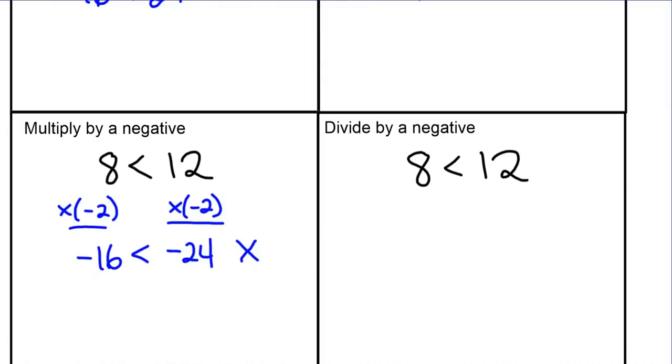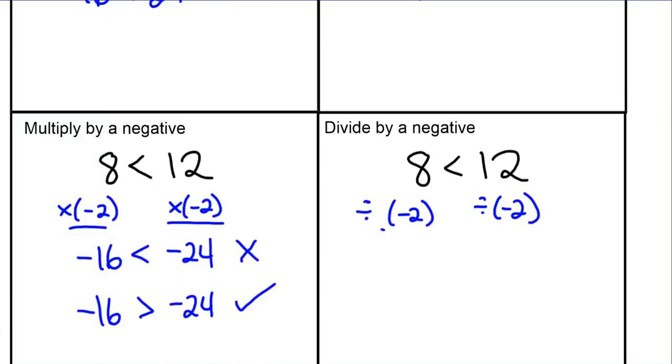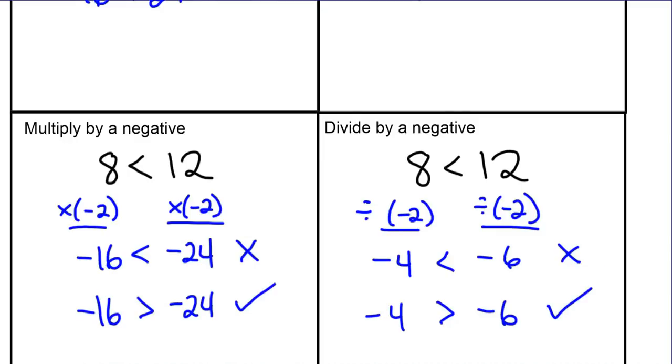So here we run into a problem. Negative 16 is actually greater than negative 24. That is the correct way to compare those numbers. So we cannot multiply both sides of an inequality by a negative number, otherwise we produce a false statement. Let's say we divide by a negative. If we divide both sides by a negative 2, we get negative 4 is less than negative 6, and that is false. Negative 4 is actually greater than negative 6. Now it's true. So this causes a problem when we're trying to solve inequalities by multiplying and dividing.